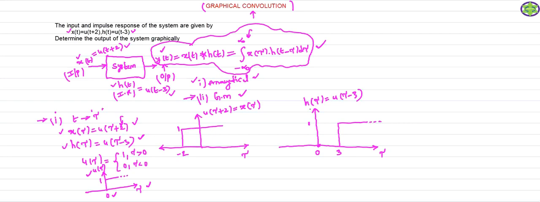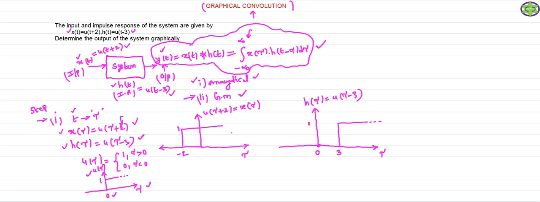This is the first step. In the process of finding the response, we follow the following steps. We have 5 steps. So in step 1, we replace t by a dummy variable, and we find x of tau and h of tau, the corresponding signals in the tau domain, and develop the plots of x of tau and h of tau. So this is your x of tau and this is your h of tau. This completes step 1.